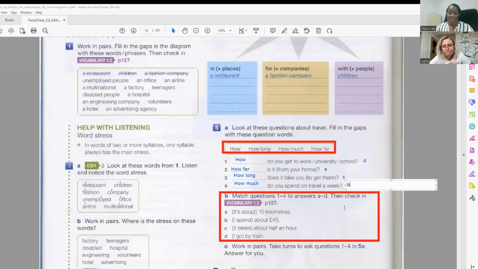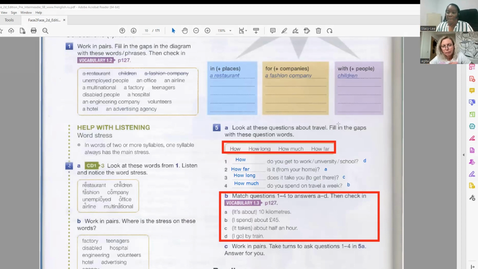One of the things I want you to realize is that when we use the word get in a question, it's a way of talking about travel. So how do you get to work? It means how do you travel to work? So the word get here means travel. So how long does it take you to get there? How long does it take you to travel to this place? So get here means travel.